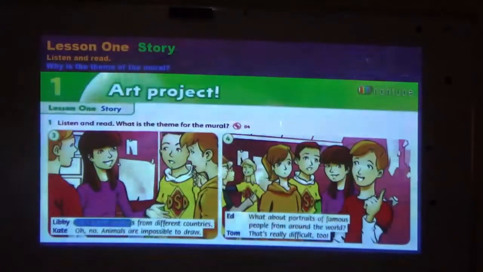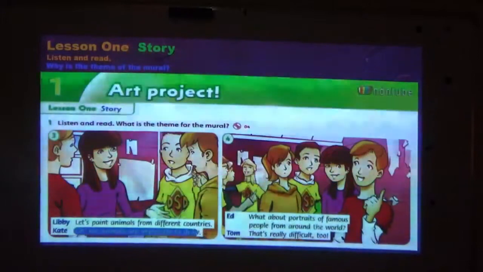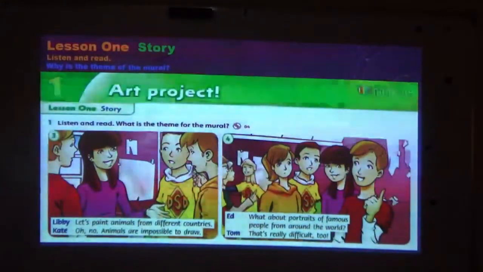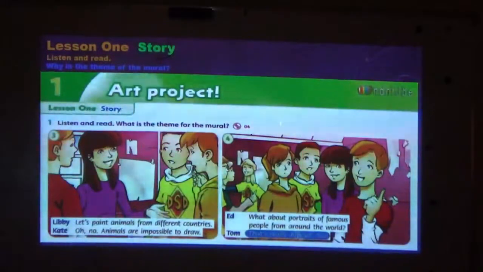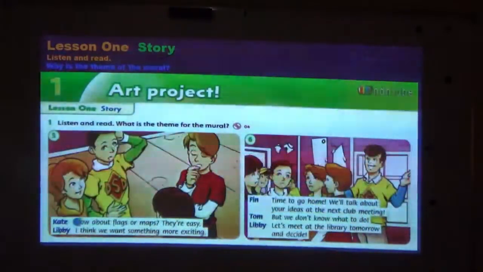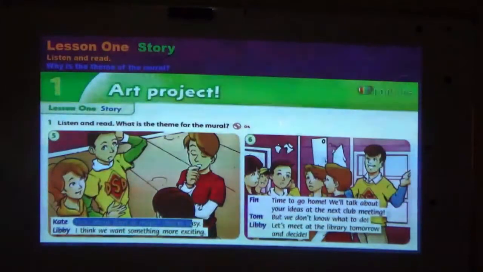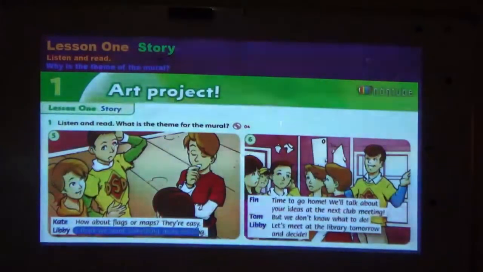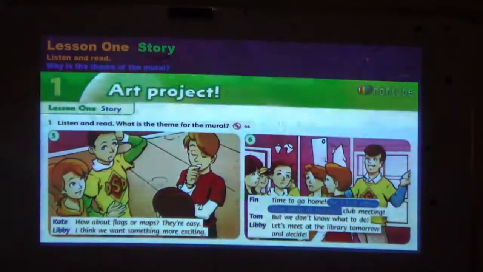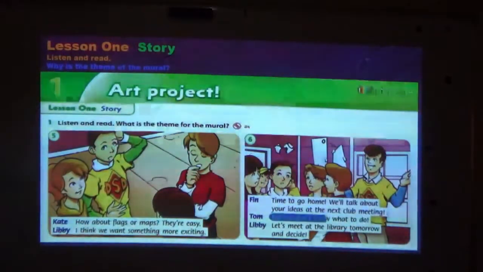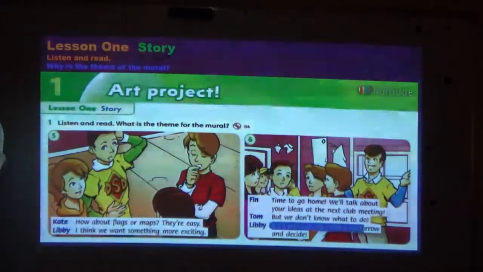Let's paint animals from different countries. Oh no, animals are impossible to draw. What about portraits of famous people from around the world? That's really difficult too. How about flags or maps? They're easy. I think we want something more exciting. Time to go home. We'll talk about your ideas at the next club meeting. But we don't know what to do. Let's meet at the library tomorrow and decide.